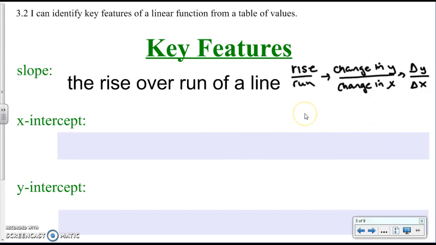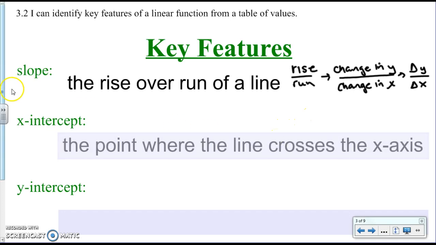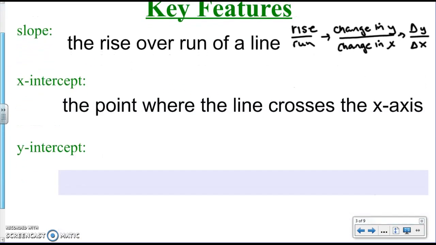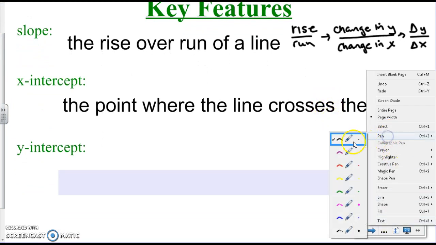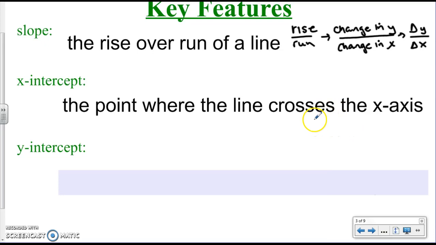Increasing, decreasing still matters. If the numbers are increasing, both of them are increasing, then it should be a positive. If one is increasing while the other is decreasing, it should be negative. Okay? X-intercept is the point where the line crosses the x-axis. When we're looking at a table of values, that is going to be the point when we have a 0 for a y. So you're going to have some number here for your x and a 0 for a y.